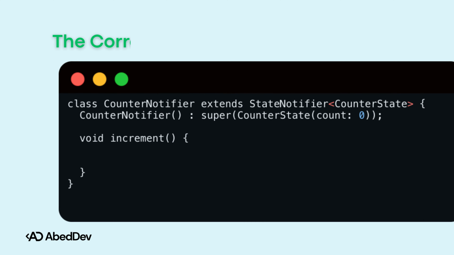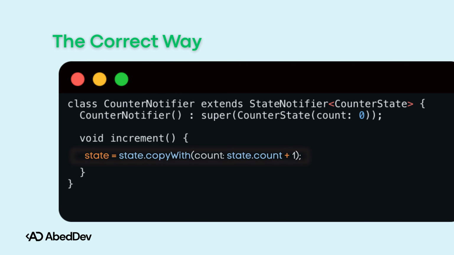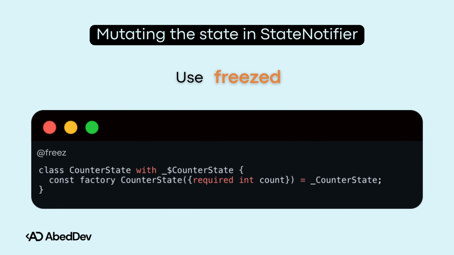Here is the correct way. Return a brand new state instance every time. Now the reference changes. Riverpod detects the update, your UI rebuilds, everything works as expected. Use Freezed or a manually immutable class. This guarantees no accidental mutation.